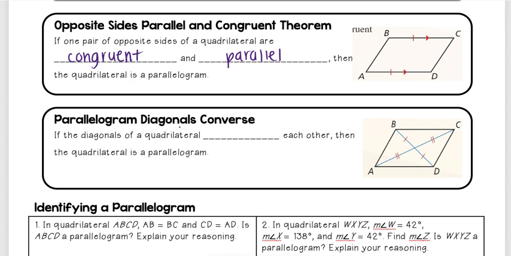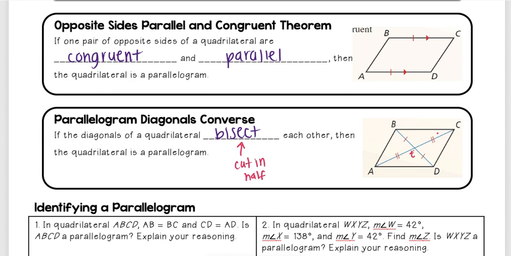And then this very last one is the parallelogram diagonals converse, and that says if the diagonals of a quadrilateral bisect each other, then the quadrilateral is a parallelogram. And so again, bisect means cut in half. And so here we see that these diagonals bisect each other because now let's call this E. BE is congruent to ED and AE is congruent to EC.